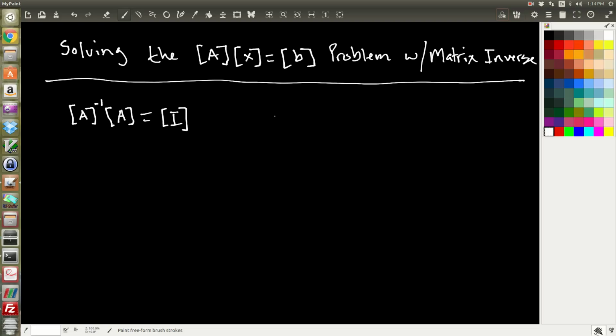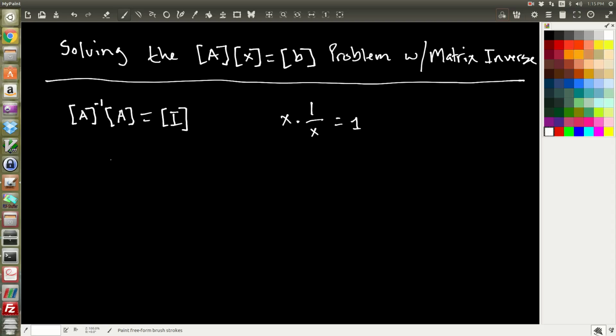So just like when we talk about scalar values, so some value x, the inverse of x is 1 over x, so that when you multiply them together you get 1. So the matrix inverse is the analogous operation in linear algebra.